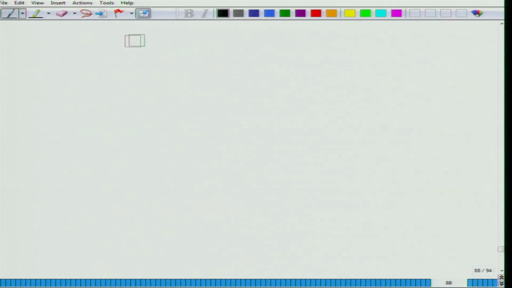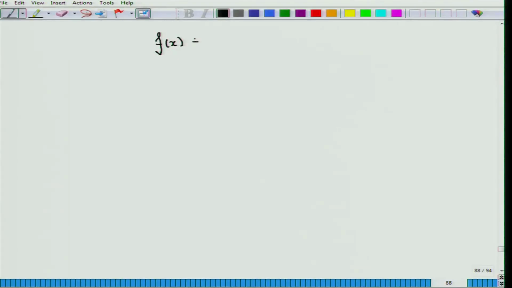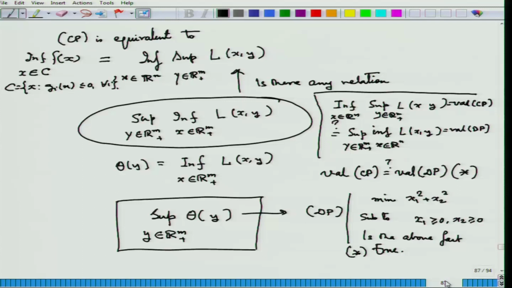Now, let me look at f of x plus... so this is my Lagrangian function, just to recollect from here, and now let me figure out some relationship between them.